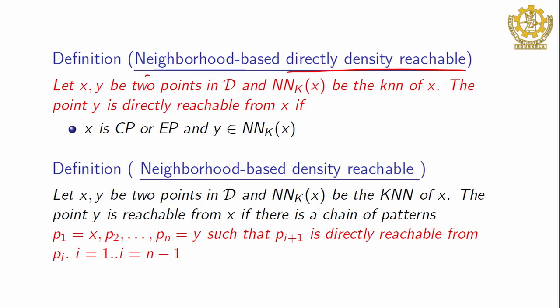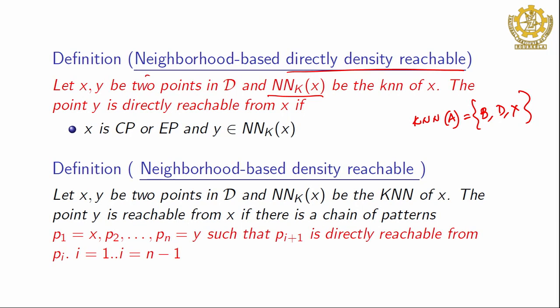What is that? Let x and y be 2 points in the data and NN(x) be the KNN of x. The point y is directly density reachable from x if x is a core point or even point and y is in the k nearest neighbors of x. It is very simple. In the earlier example, what did we get? KNN of a was b, d and x.